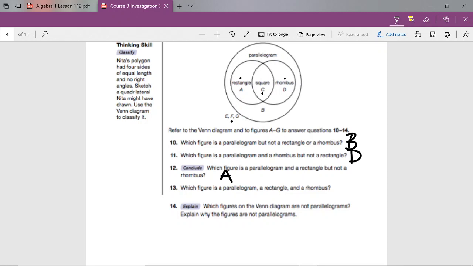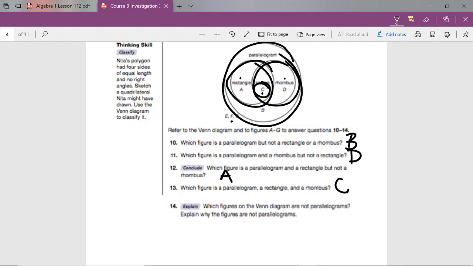Okay. Which figure is a parallelogram, a rectangle, and a rhombus? Well, the only place that works for all of those is right here at C. It has to fit all of those descriptions.